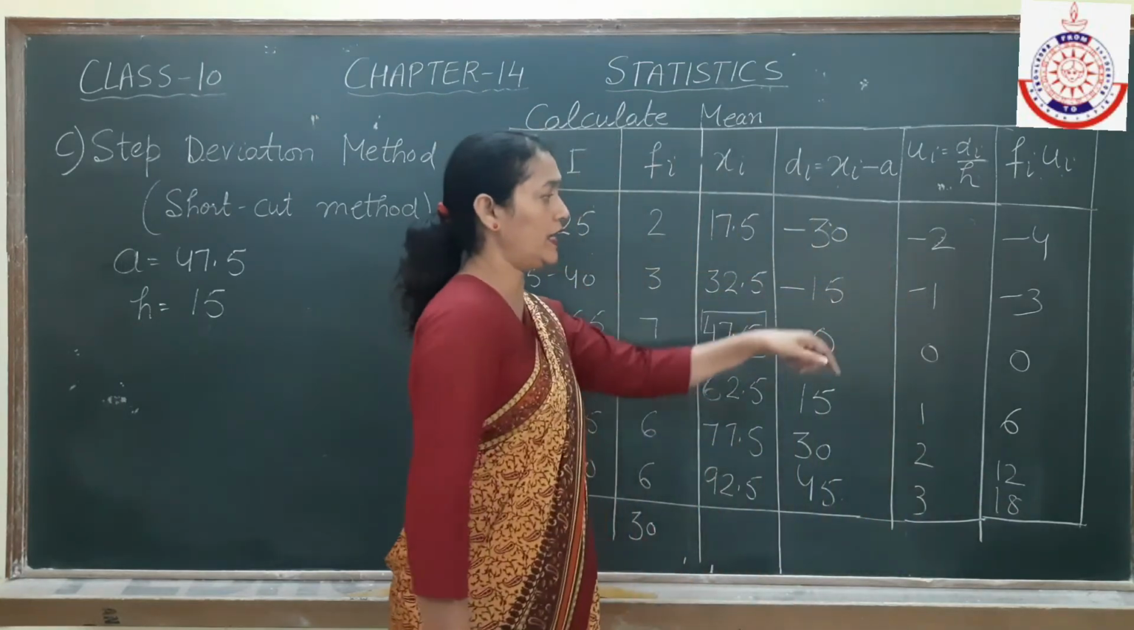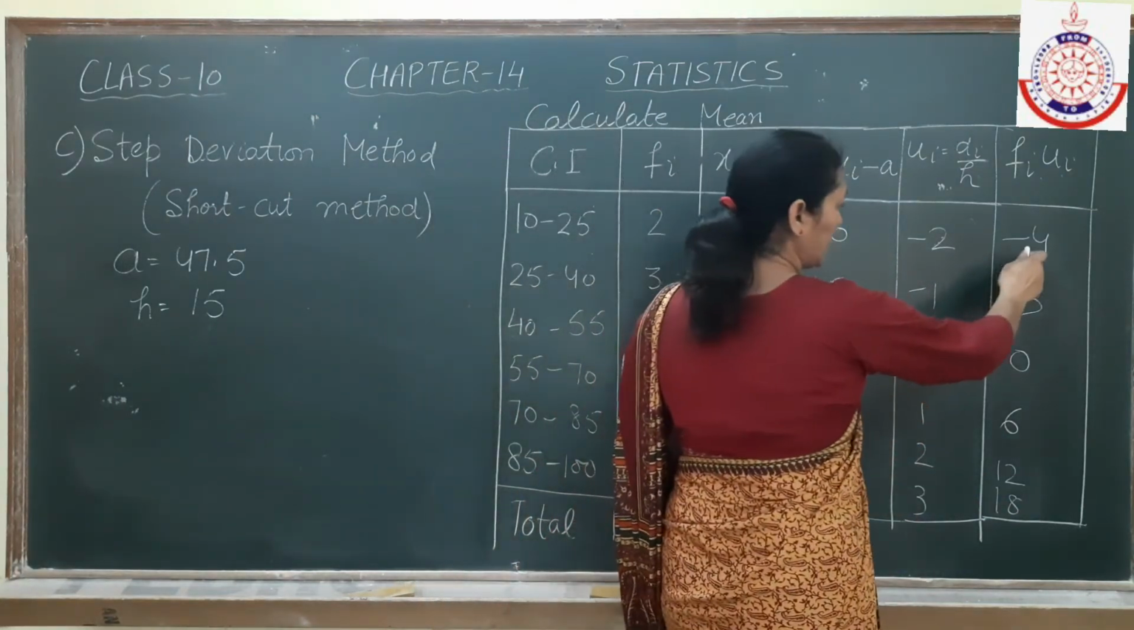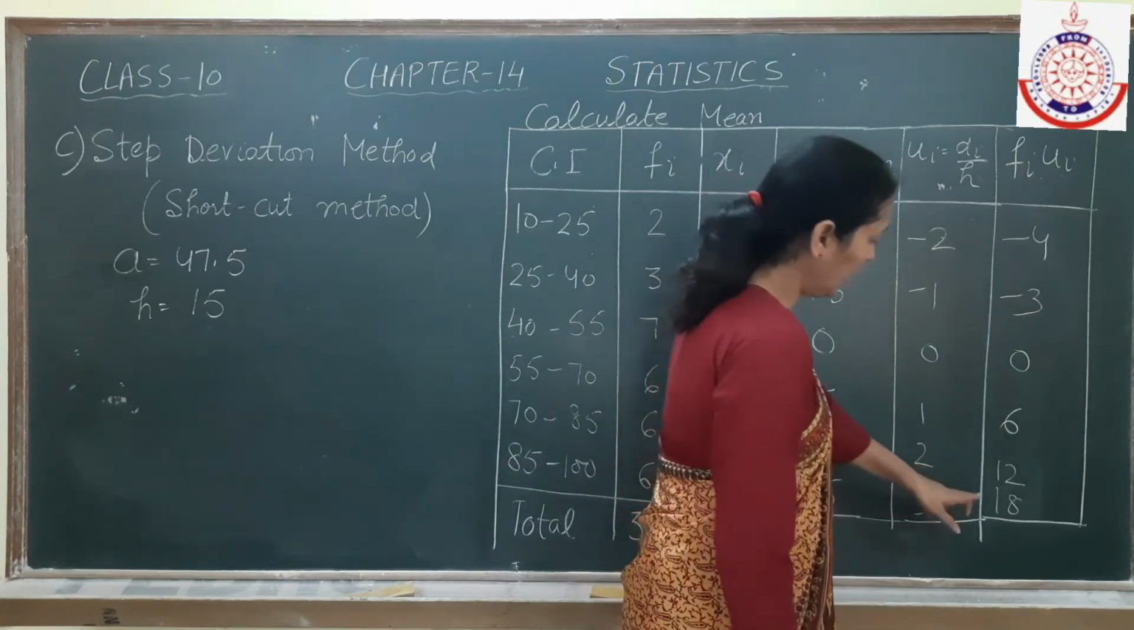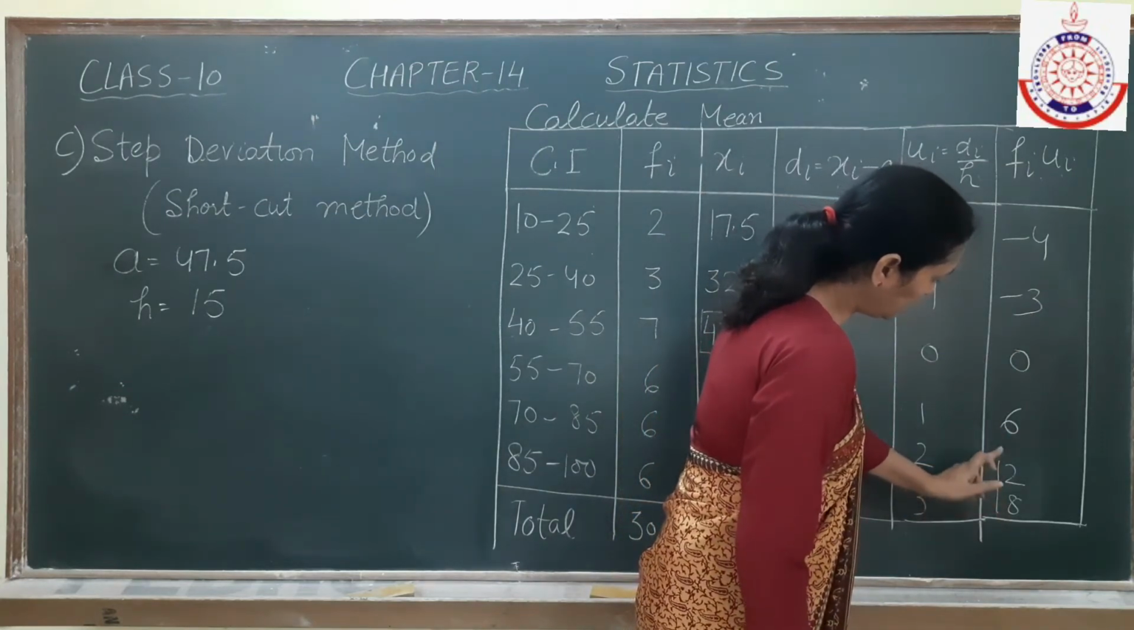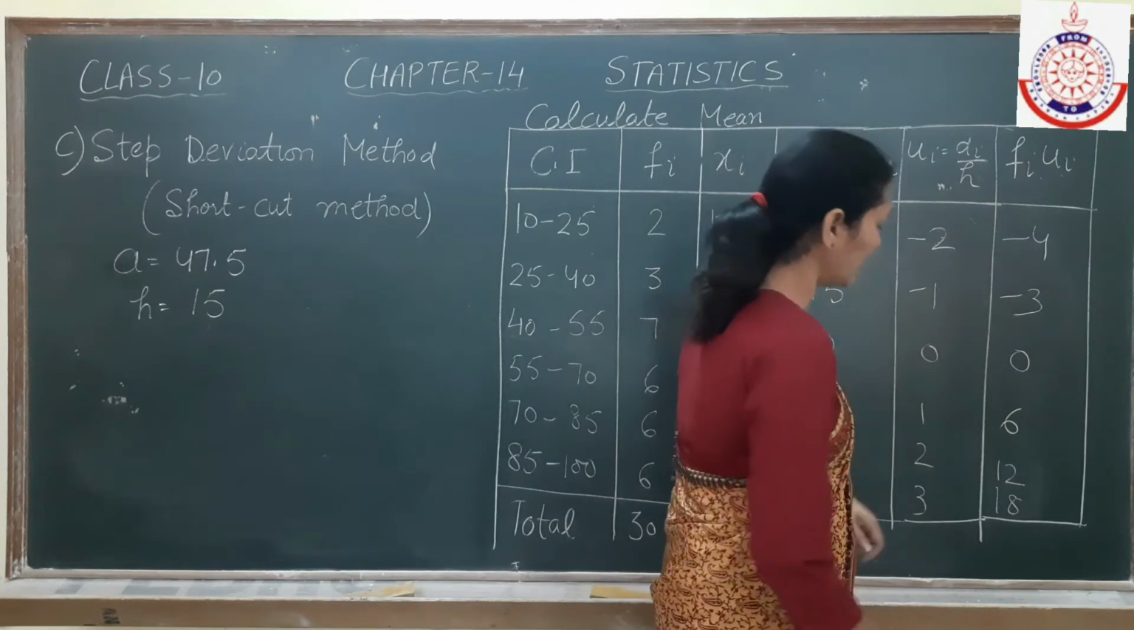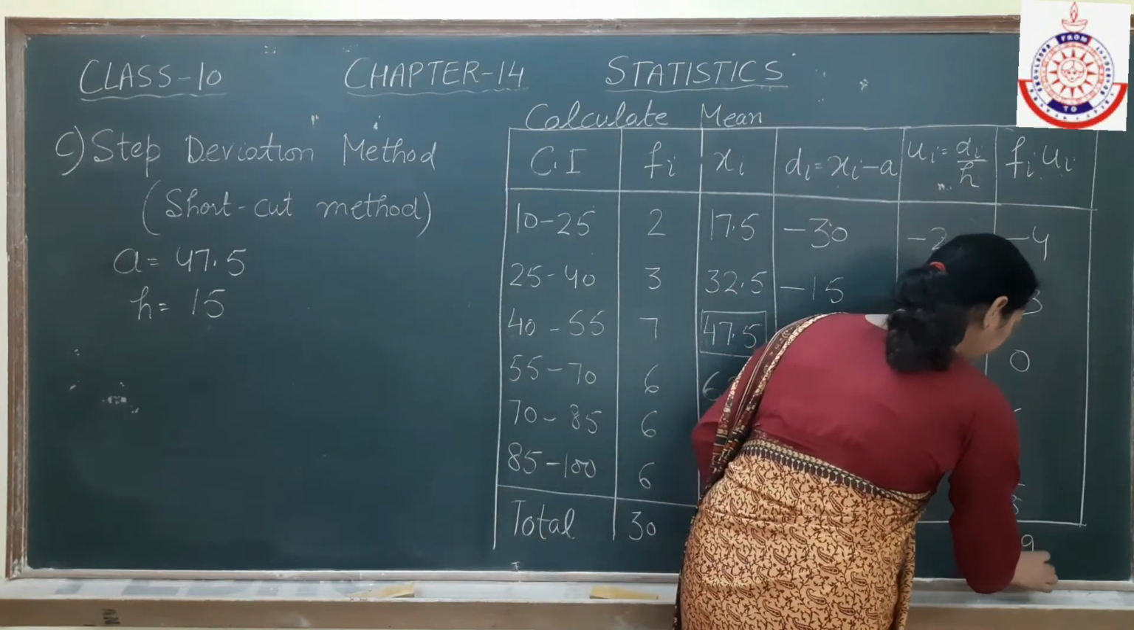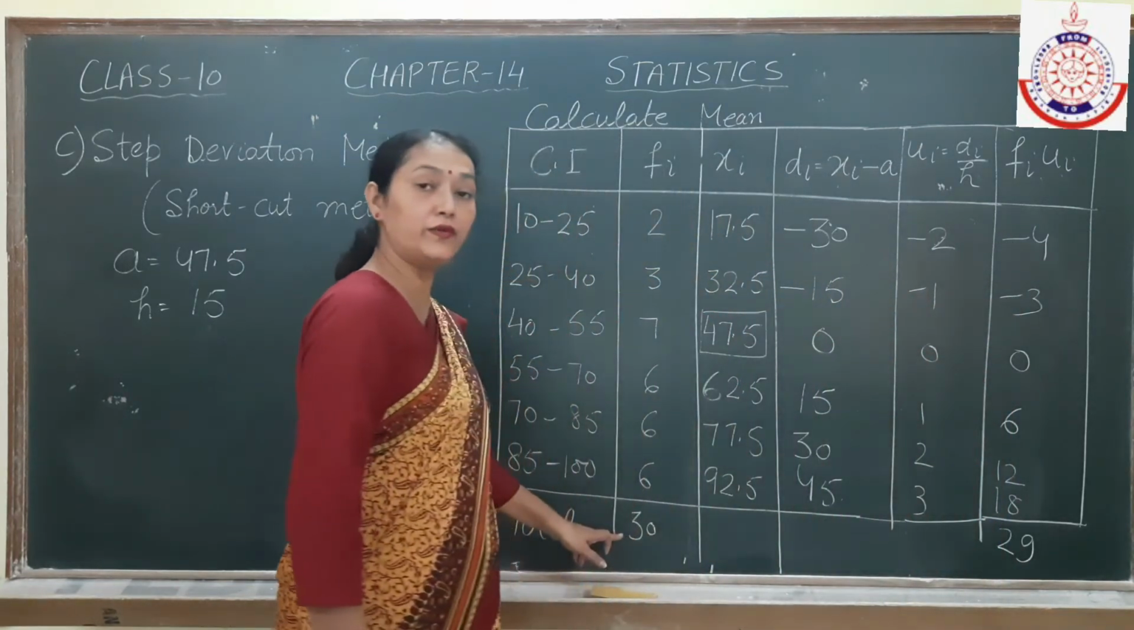Now we have to add all these. This is minus 7, and this is 36, and 36 minus 7 will give us 29. Again Fi is 30 only.